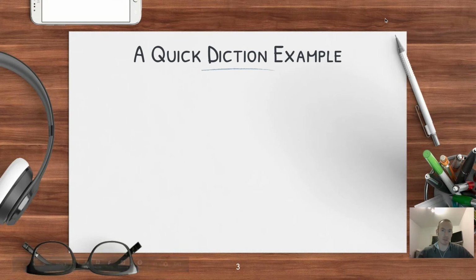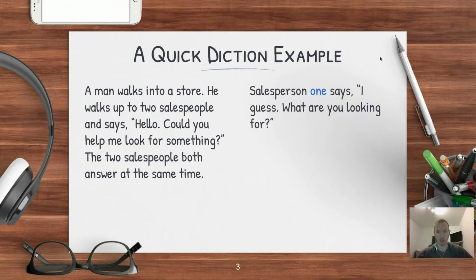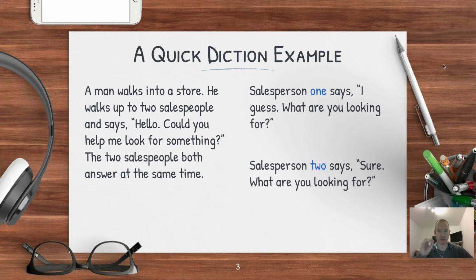So a quick example of diction. Imagine this: a man walks into a store. He walks up to two salespeople and says, "Hello, could you help me look for something?" The two salespeople both answer at the same time. Salesperson one says, "I guess, what are you looking for?" Salesperson two, at the exact same time, says, "Sure, what are you looking for?"